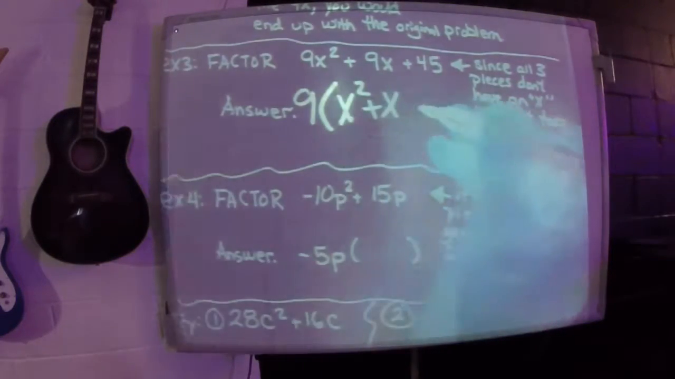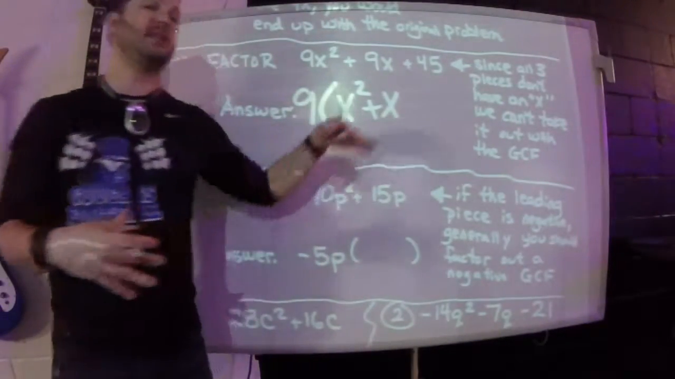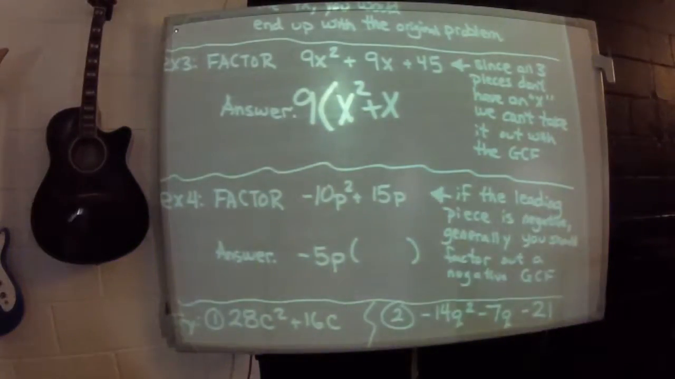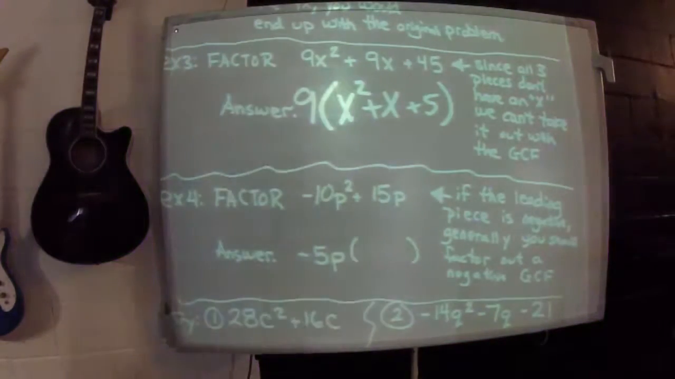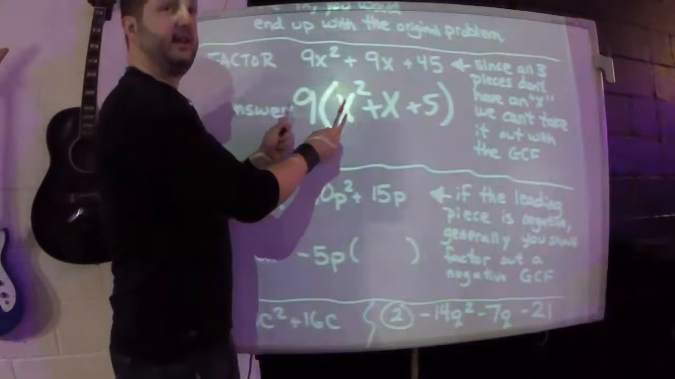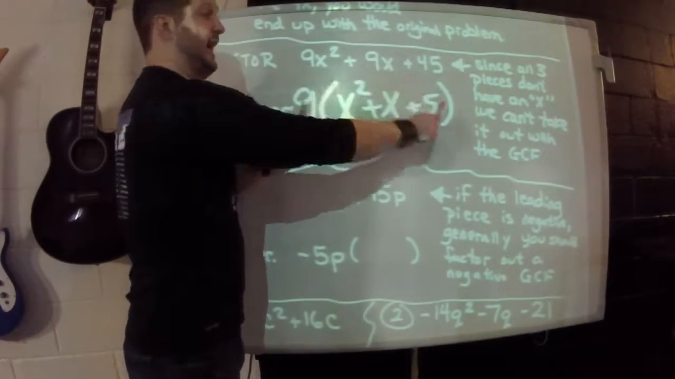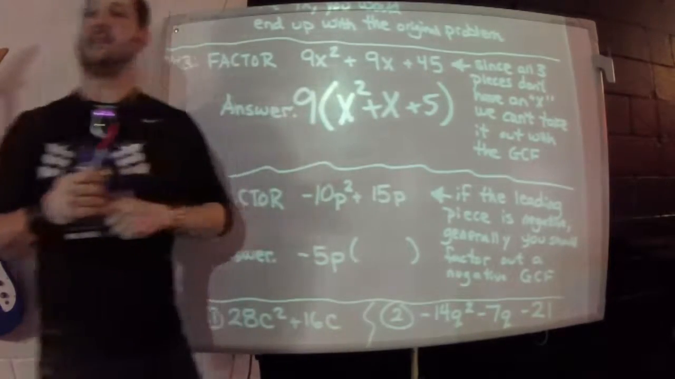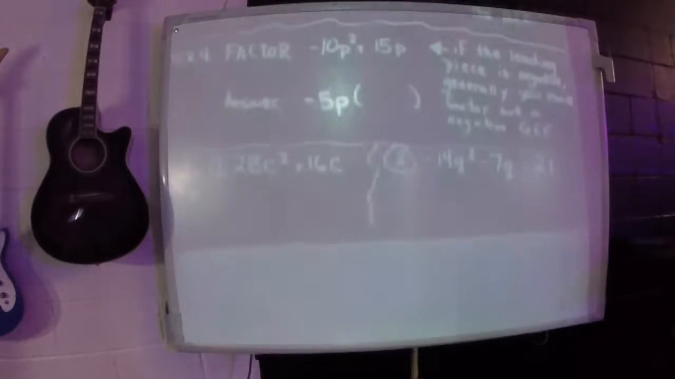And then the third piece, you are going to divide 45 by 9. If you take 9 off, that means divide by 9. And what is that? 5. Once again, if done right, it should redistribute back to what we started. Here it is: 9x squared is here, 9x is here, and 45 is right there. All right, we're coming down toward the end here.